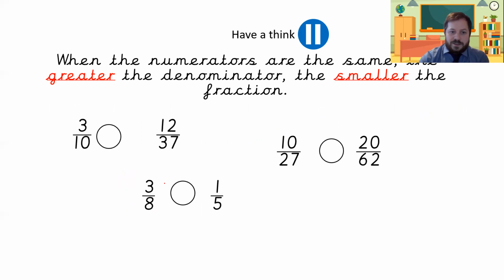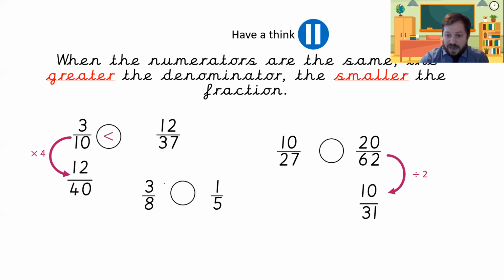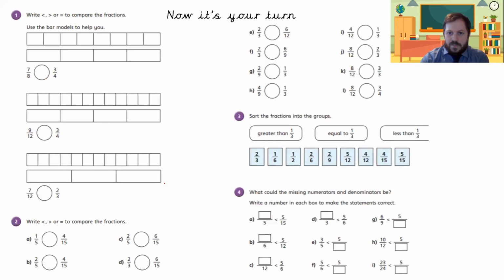Okay. So 3/10. 3 goes into 12 4 times, so times it by 4, that's 12/40. 40 is larger than 37, so it's smaller. 20 can be halved to make 10. 10 31sts and 10 27ths. 31 is bigger than 27, so 10 27ths is bigger. And 5, I can times it by 3. 1 to 3 is times by 3. That's 3/15. 15 is larger than 8, so the 8ths are bigger. Pause now and have a go at your answers for me.